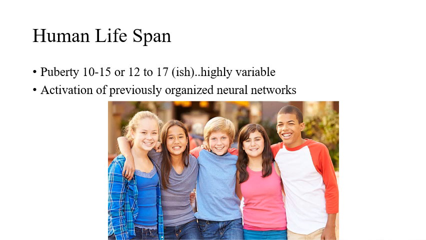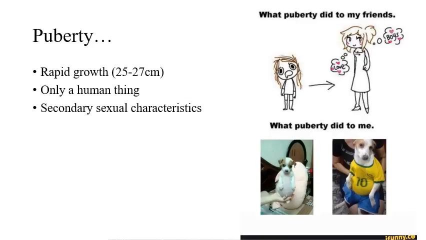Interestingly enough, growth. So typically 25 to 27 centimeters in growth during puberty. This doesn't happen in other primates. This only happens in humans, this rapid growth spurt. So that indicates that it's probably a relatively recent evolutionary development, right?